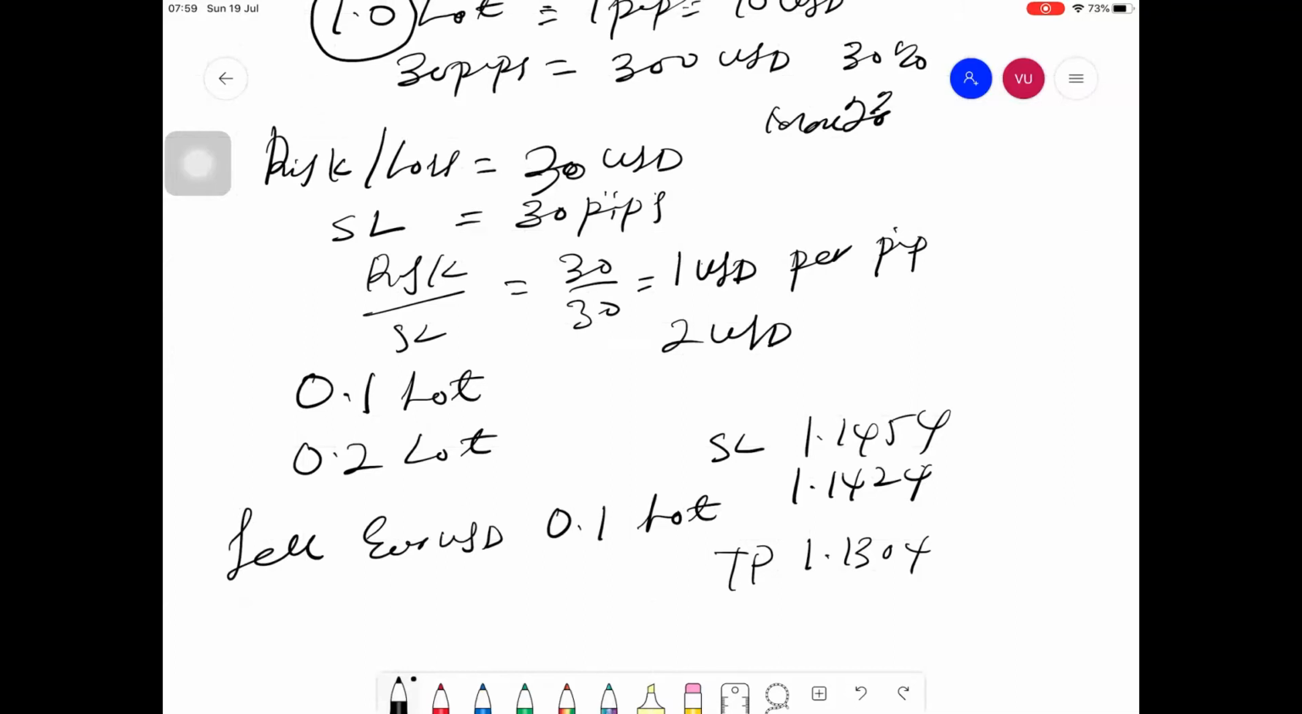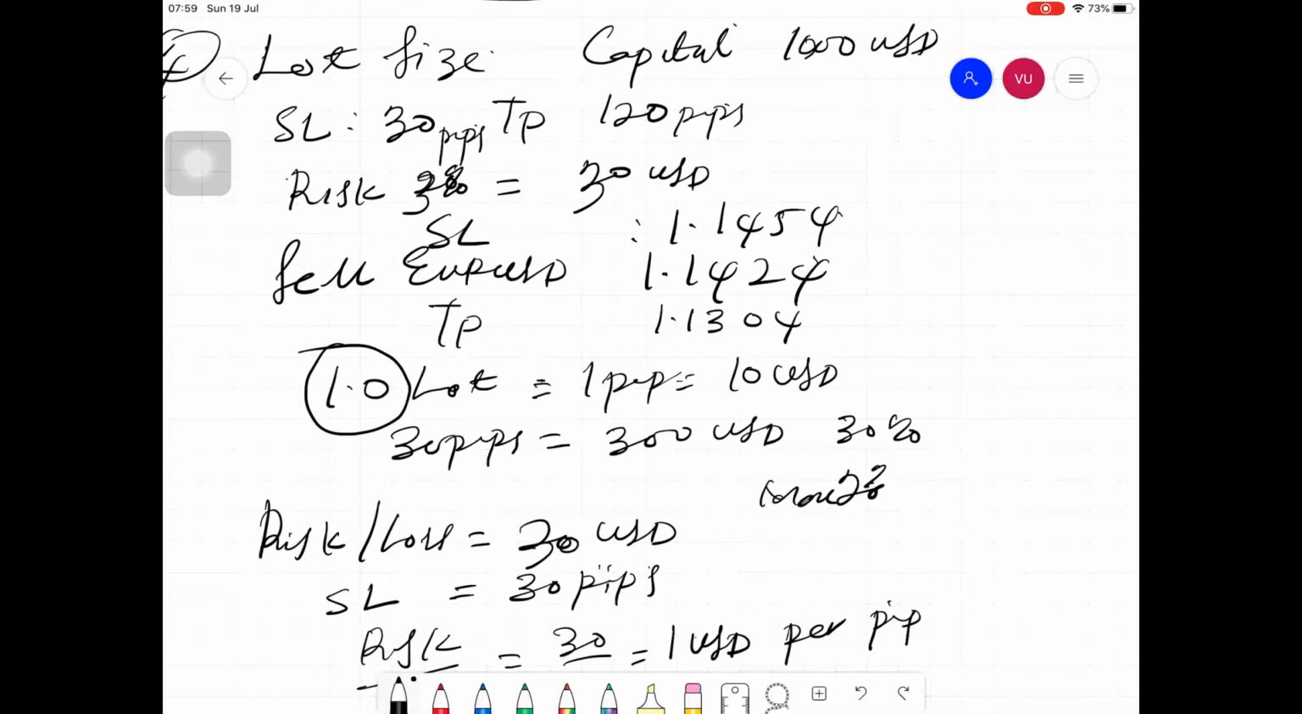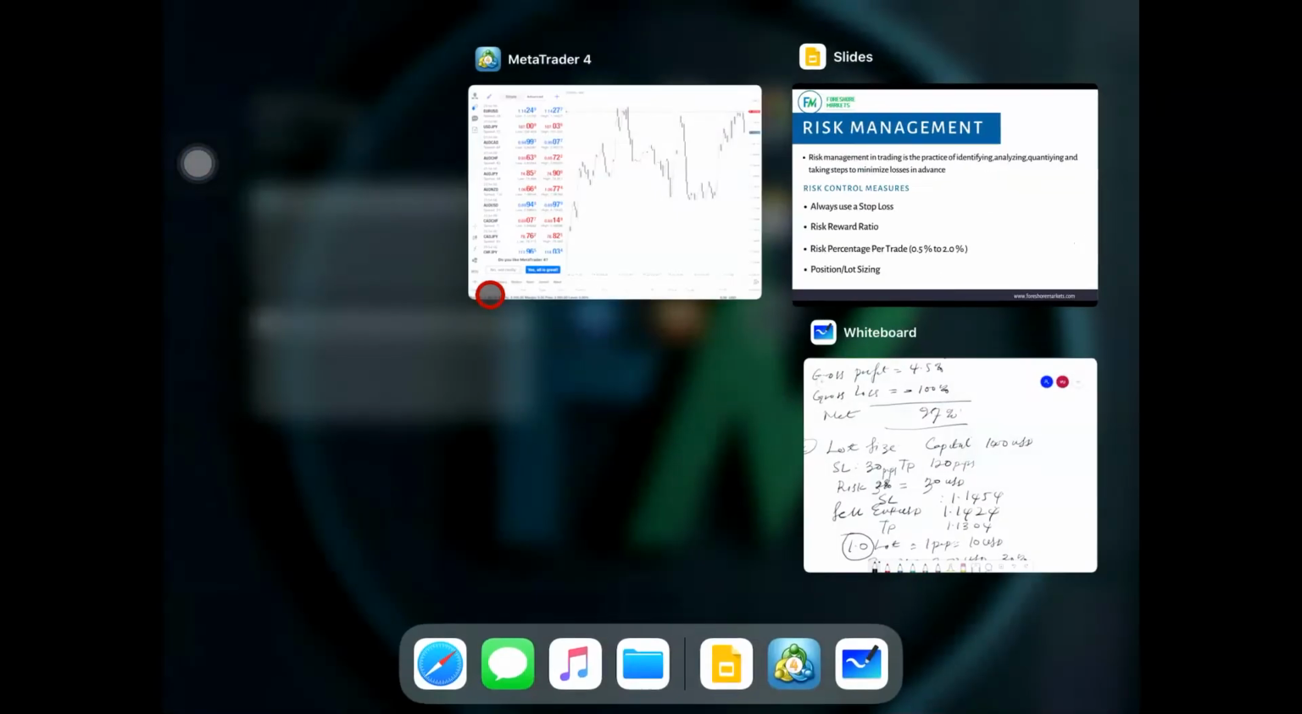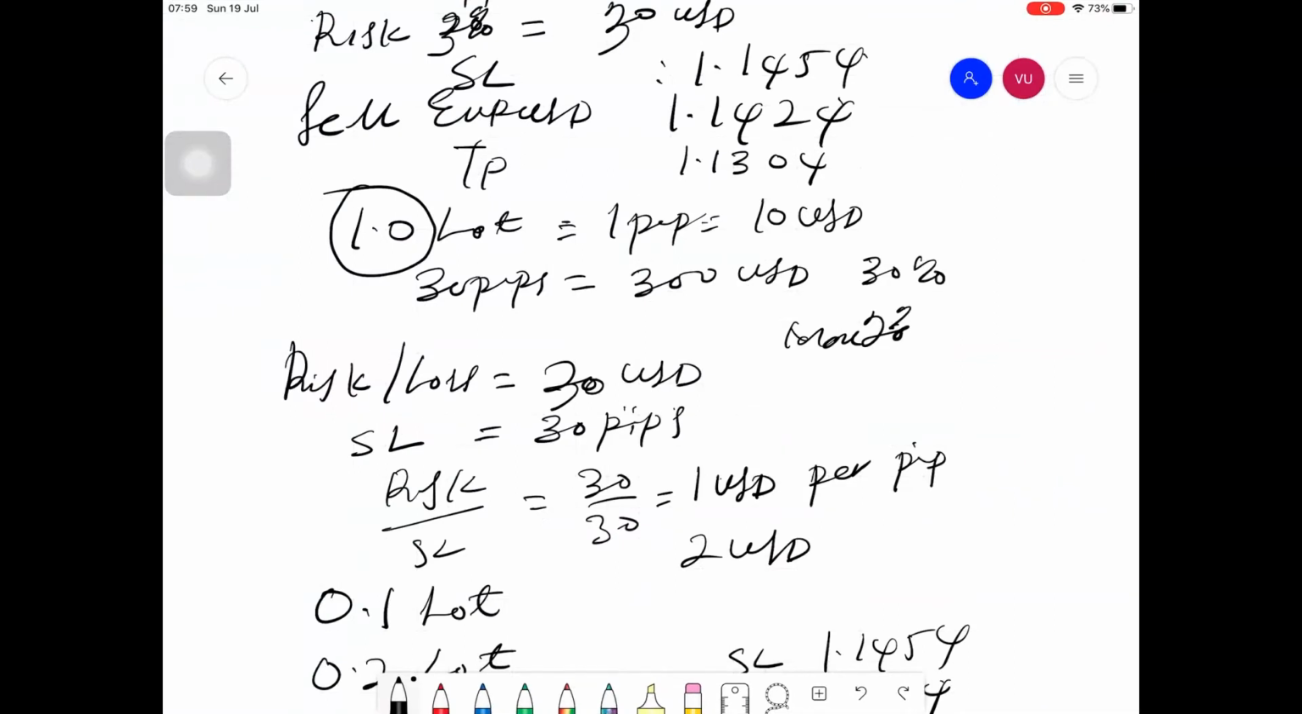This is just a raw theoretical calculation of how you determine your lot size. If you trade more than this 0.1 lot, you are going to end up losing more than the recommended percentage, 3% or 2%, that you're supposed to lose. This is how you identify your risk, analyze it, quantify it, and take steps to minimize losses in advance. In the next video, I'm going to share with you a software that you install on your MetaTrader 4 on PC, and it will help you just put in the numbers. I'll share that in the next video.